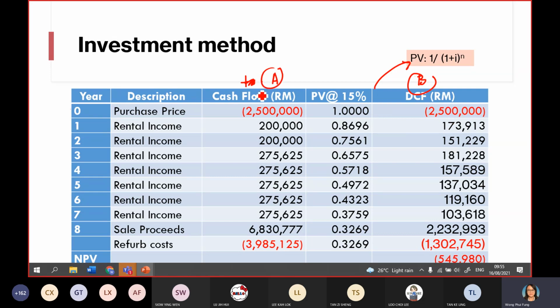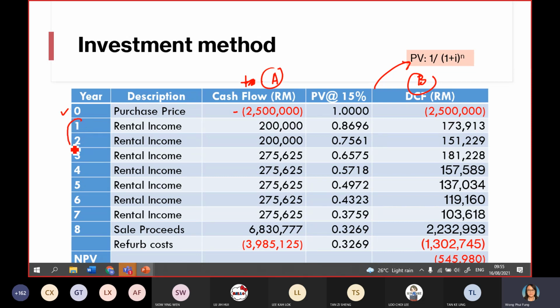Don't confuse yourself. Talk about A first. Year 0 purchase price, which means that if your client decided to buy over the whole office, your client needs to pay. That's why negative 2.5 million. Can you see this one? When the client decided to take over the whole office for refurbishment opportunity, the first thing your client needs to spend is 2.5 million. Okay, so that is A0.